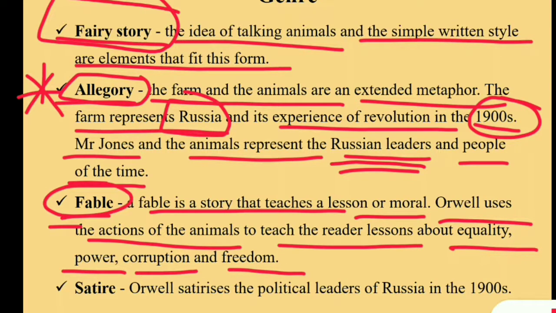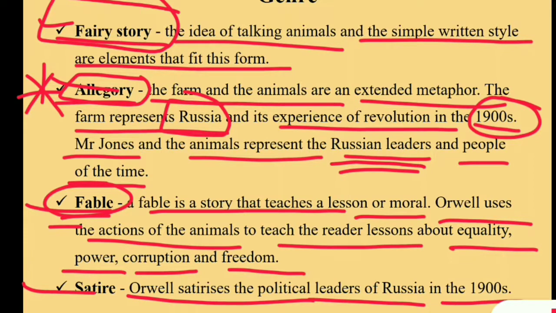The story of Animal Farm can be a fairy story, allegory, fable and satire as well. How satire? Let's find out. Orwell satirizes the political leaders of Russia in the 1990s. It is obvious that when political leaders are incapable, then countrymen will protest, and this is why it is a satire. The things that happened on the farm are satirical incidents of the things that happened in the revolution.